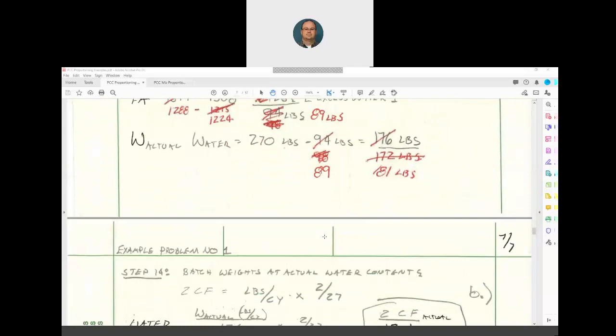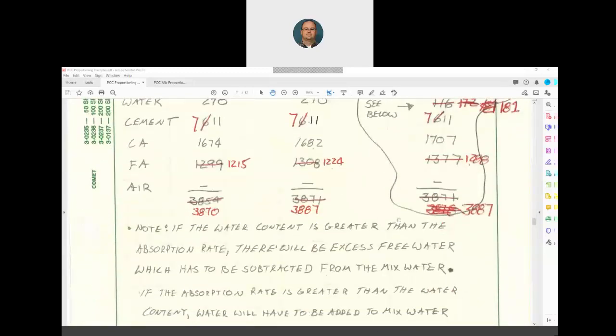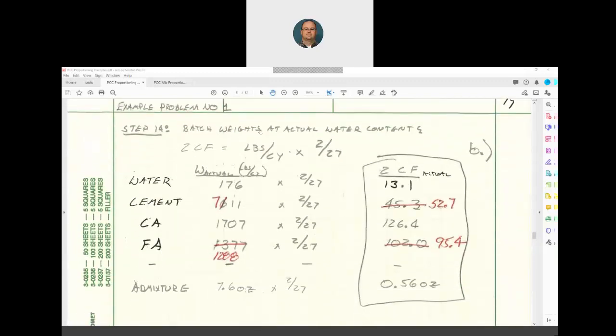So this is B. Or I'm sorry, that's not. So we need that before we can do this. Batch weights at actual water contents, 2 cubic feet. So that's a ratio, right? Two of those little boxes divided by 27. So here are my actual weights of my aggregate times that ratio.